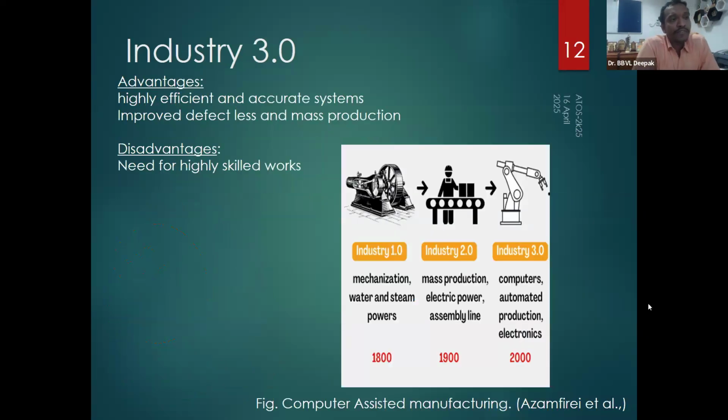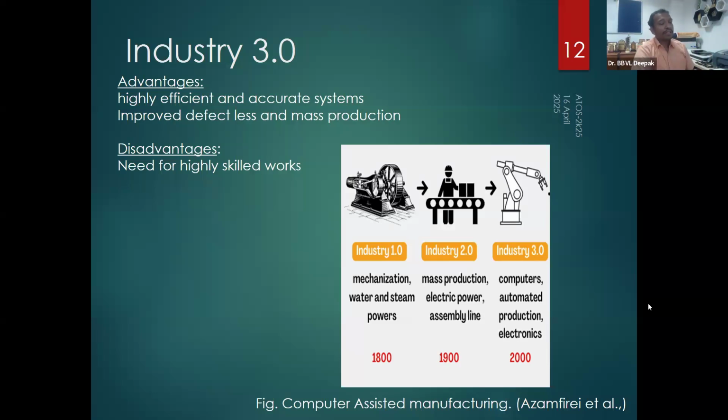Then this industry 3.0, if we see here, from the 18th century to the 19th century, industry 1.0 to 2.0 came. Then 2.0 to 3.0, this robotics technology came into the picture in the year 2000. So here, see, 18th century to 19th century, almost 100 years. Again, 19th century to 20th century, again 100 years. It is taking around 100 years to revolutionize the technology.